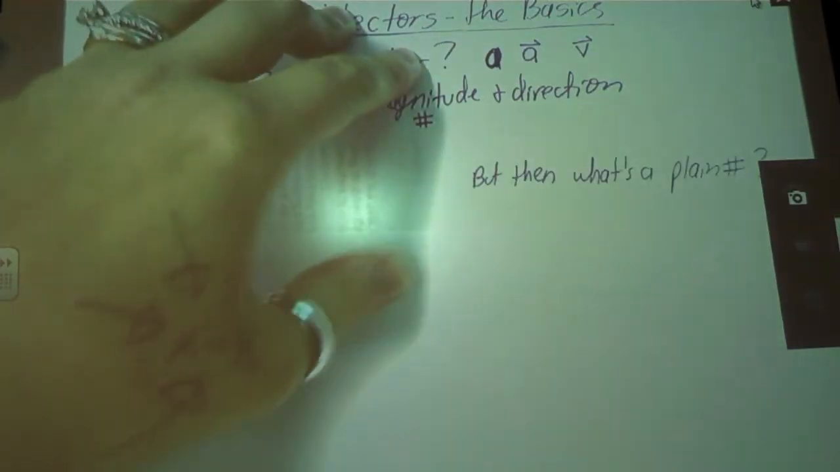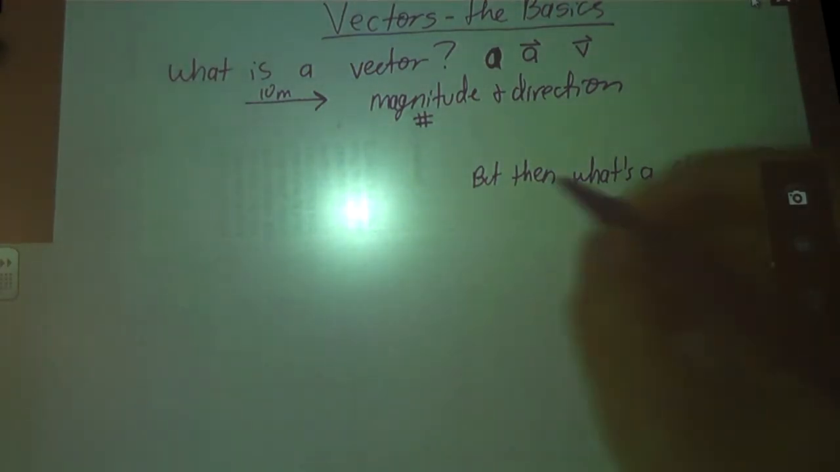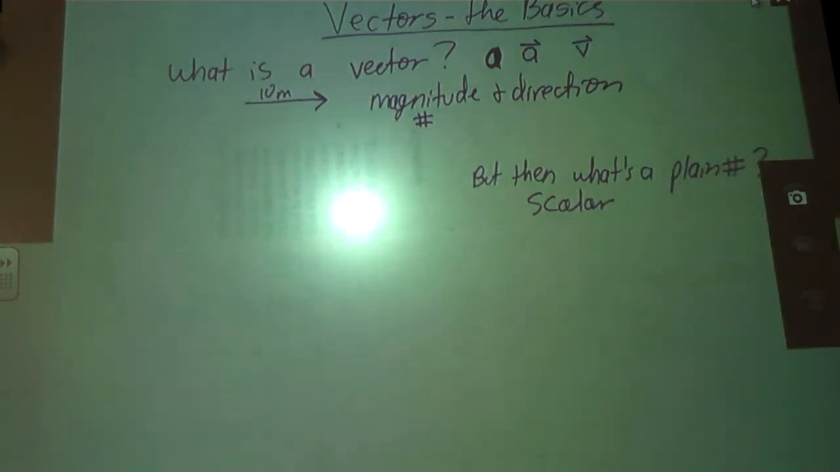But then you might ask, what do I call just a plain number then? Sometimes you'll hear it called just a magnitude, but more often than not, it's called a scalar. And that's just your number. So things like speed, time, those are scalars. It is just the number.